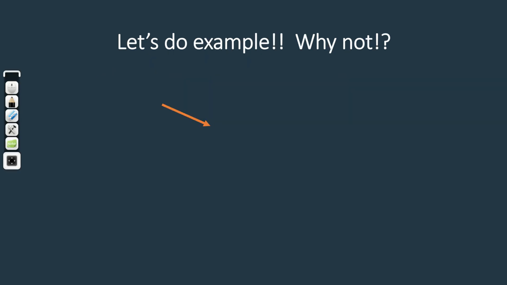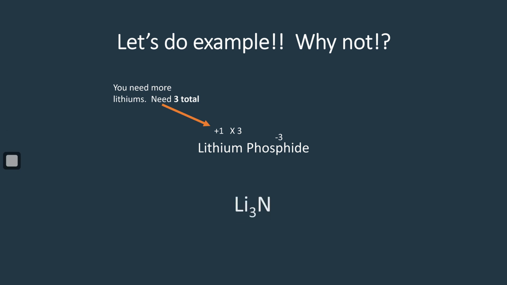So I think I actually go through this one step by step. Lithium phosphide, +1, -3. This helps us to see it again. You need 3 lithium atoms, so I can multiply that by 3, and there I go, Li3N. Okay, so if I have 3 Li's and 1, why do I have N there?